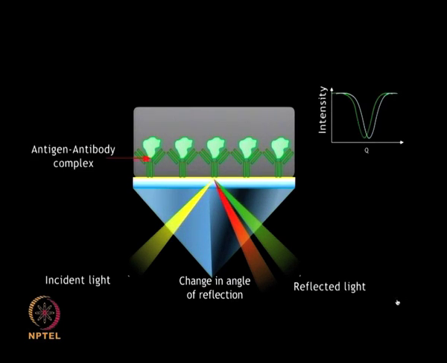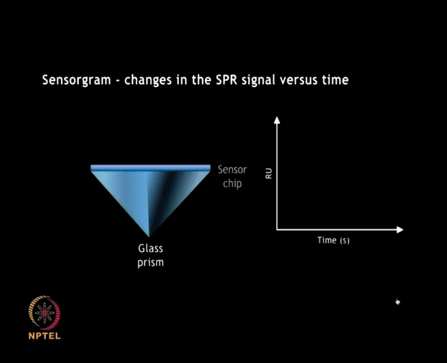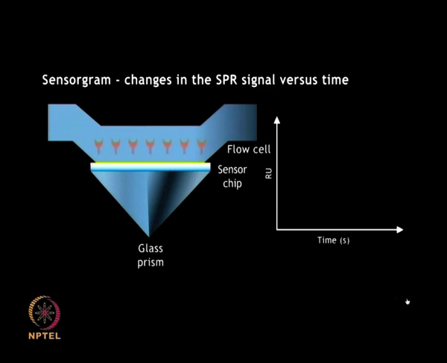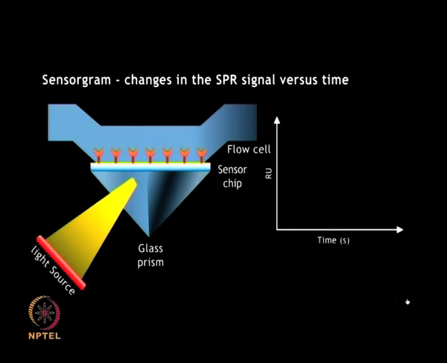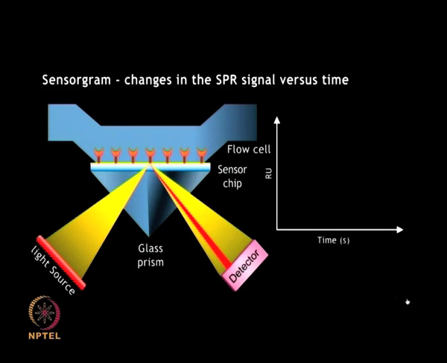The graph shown on the right side represents change in reflection intensity before and after the antigen binding. SPR sensorgrams. The sensorgram describes the changes in SPR signal versus time. Initially, the running buffer is added onto SPR chip. So, in the animation, the prism, light source, gold slide, immobilized antibodies are shown.